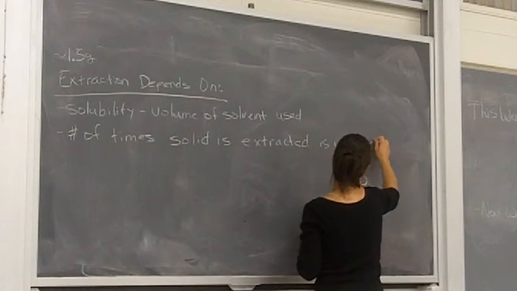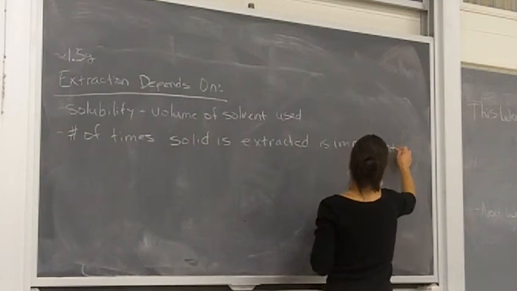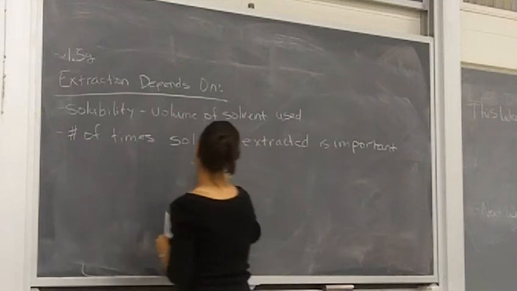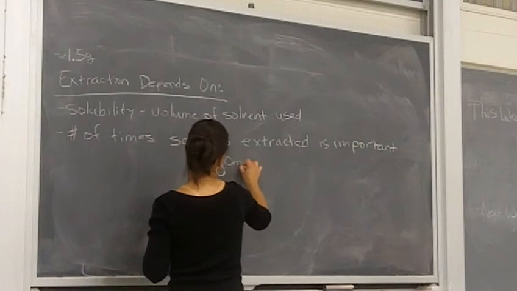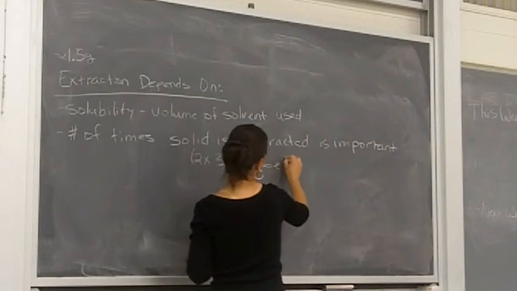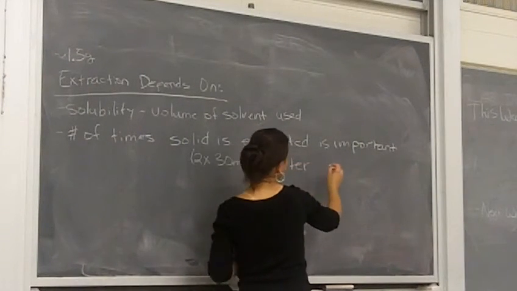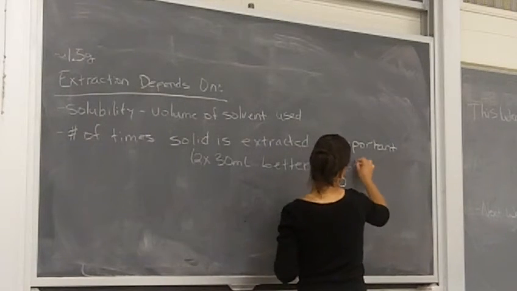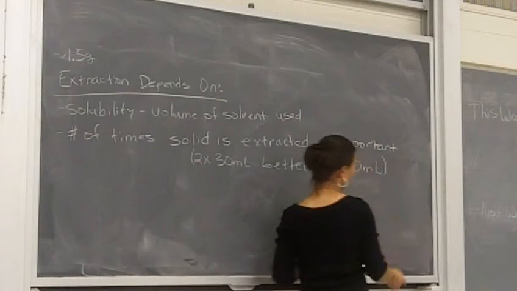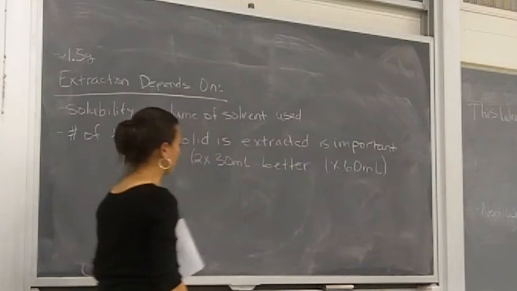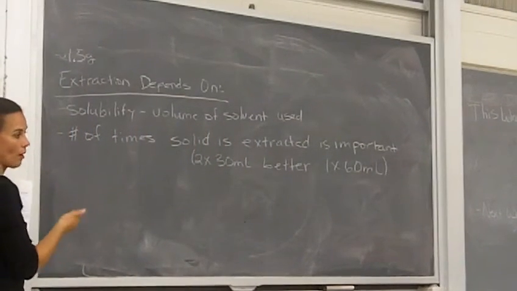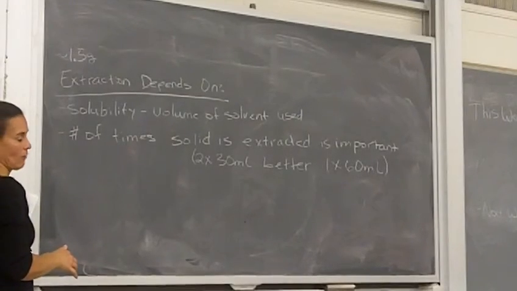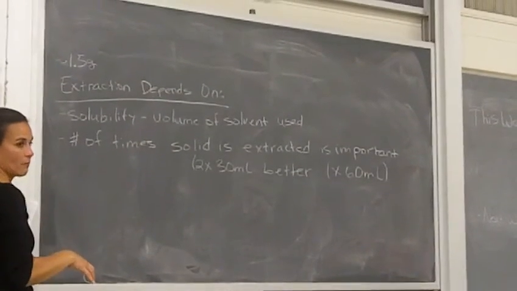So we will start with 2 by 30 mils or so. We're extracting things twice. This is better than if you just did it once with 1 time 60 mils. So you're using the same volume of solvent, but actually going through the extraction multiple times helps you get more of what you're trying to extract out of that solid, okay?